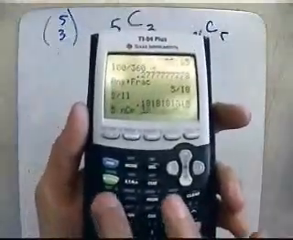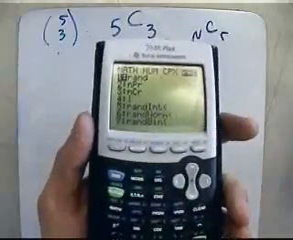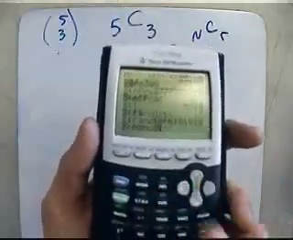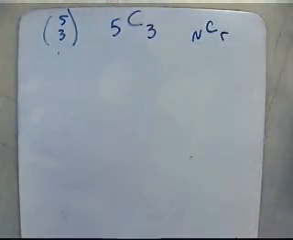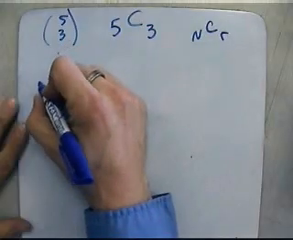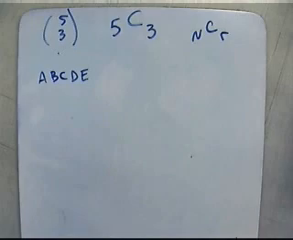I hit 5 first. I hit math. And I go over 1 to the PRB, and then NCR. Is 10 the correct answer? 10 should be the correct answer. So 10 should be how many different ways that I can choose 3 things from 5. Now, if you want to double check that, there's ways to do that. So let's say I had 5 things. Let's say I had A, B, C, D, E. There's 5 things, right? And I want to pick 3 of those. And you want to try to give me all the different combinations of those 3 letters.